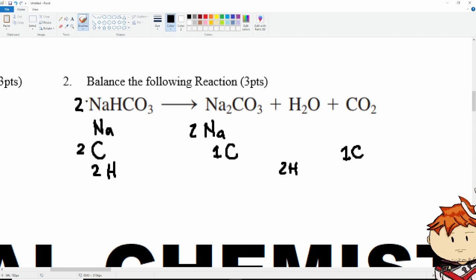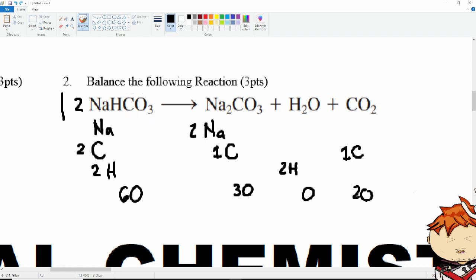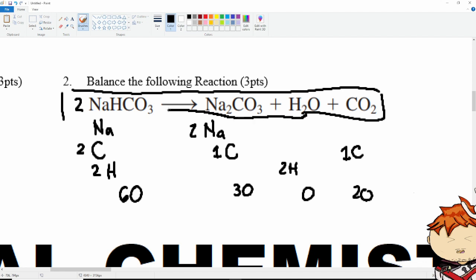2 times 3. That's 6 oxygen. Right? This one we have 3 oxygen here, 1 oxygen here and 2 oxygen here. So meaning this is already a balanced reaction. Nice. We just multiplied this by 2 and that's a balanced reaction. 2 Na here, 2 carbon, 2 carbon, 2 hydrogen, 2 hydrogen. Oh, that went so well.